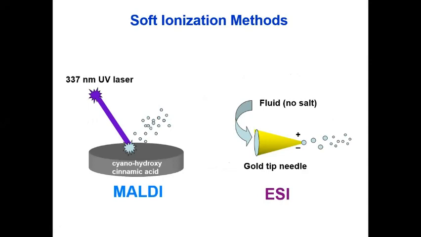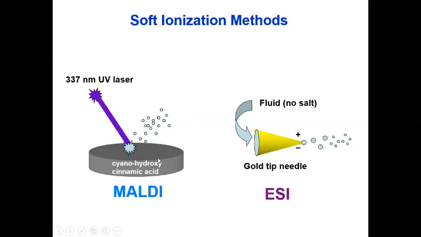Then we have the soft ionization methods. Why is it called soft ionization? Because there is only a little fragmentation of the molecule in the mass spectrum. There are two types of soft ionization method. The first one is MALDI. In MALDI, we will use a matrix like cyanohydroxy cinnamic acid.